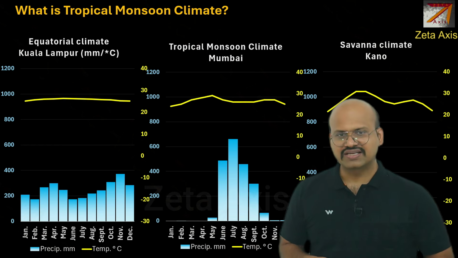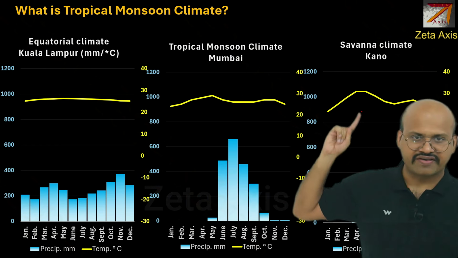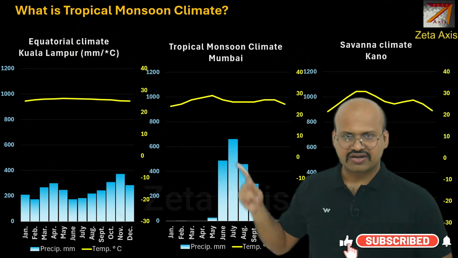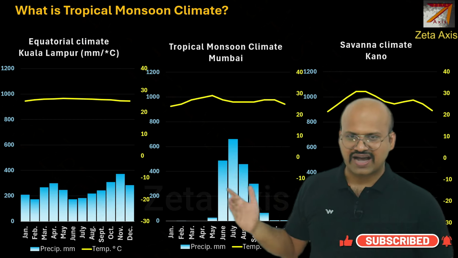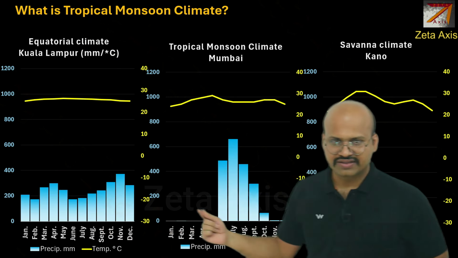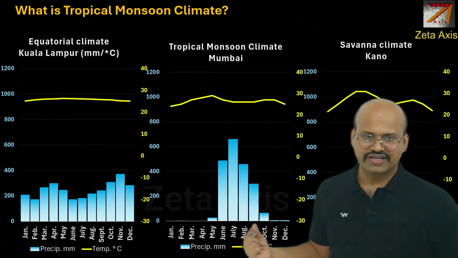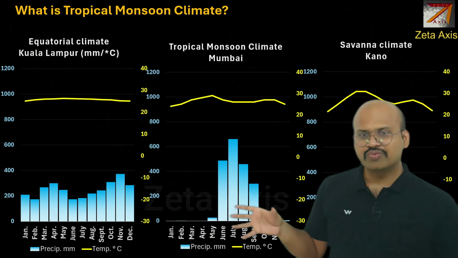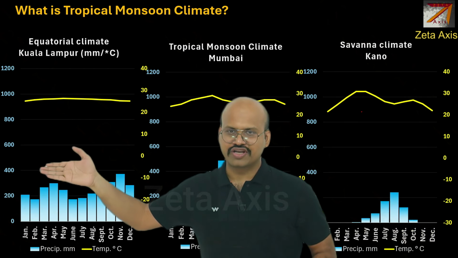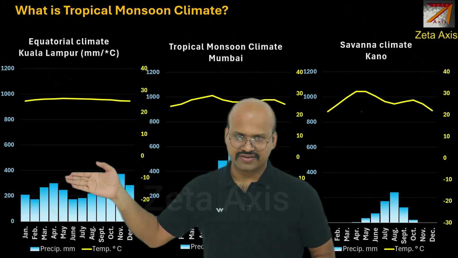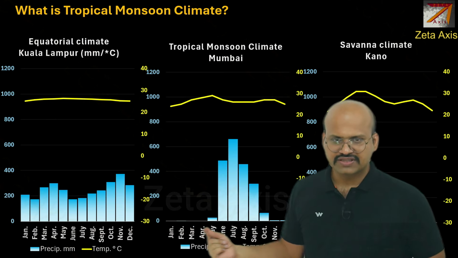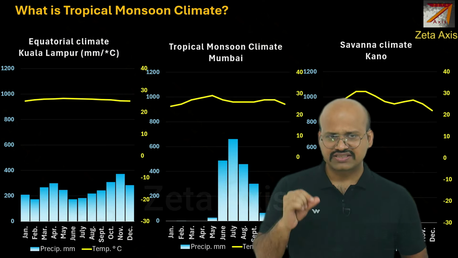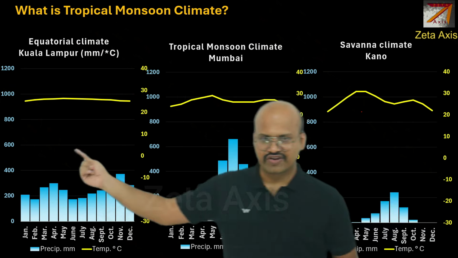One thing we can clearly see is that all these three charts have the same scale, and the bar chart of the tropical monsoon is significantly higher than the savanna, but there are significant seasons or months when there is no rainfall. So the average rainfall in the tropical monsoon climate is almost equivalent to the equatorial climate, only slightly less. But there are months when rainfall is very low or absent. And this is the key difference between the tropical monsoon and equatorial climate.